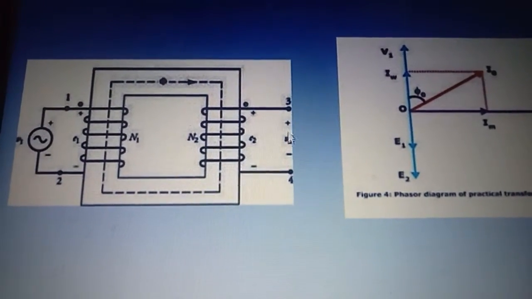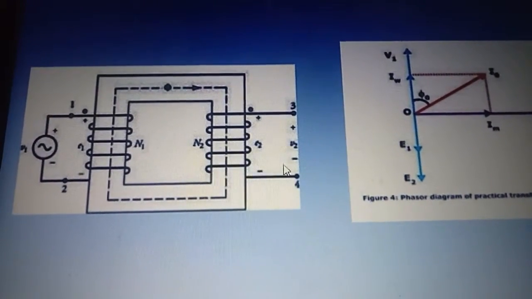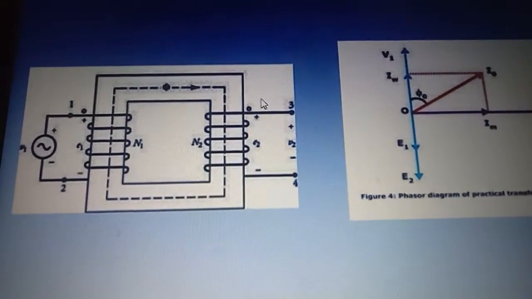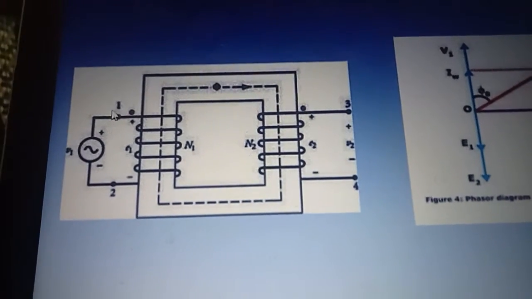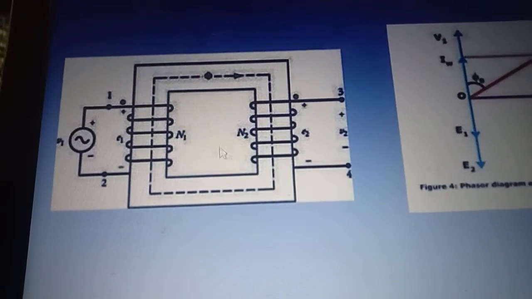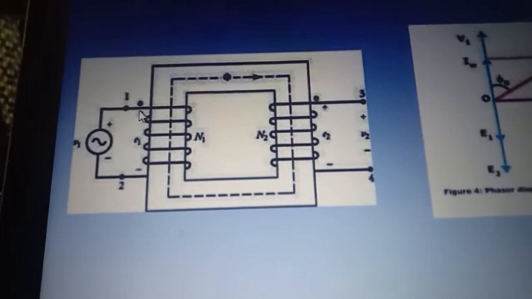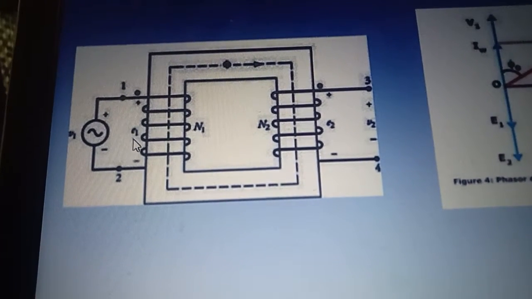What is no load? So these two secondary windings are open circuited. When secondary windings are open circuited, what happens? Current will not flow through the secondary winding. So I1 is the primary winding current. I2 is the secondary winding current. N1 is primary turns, N2 secondary turns as well, V1 is the primary applied voltage, and E1 the primary induced EMF.